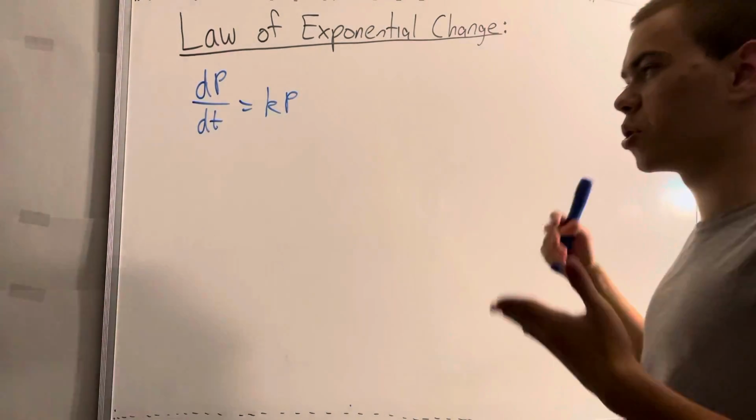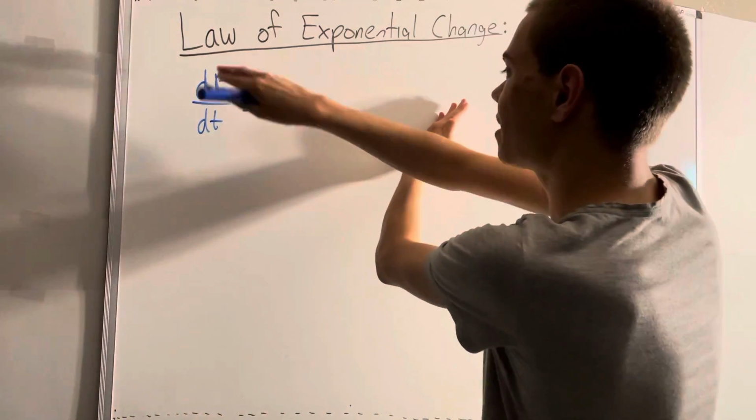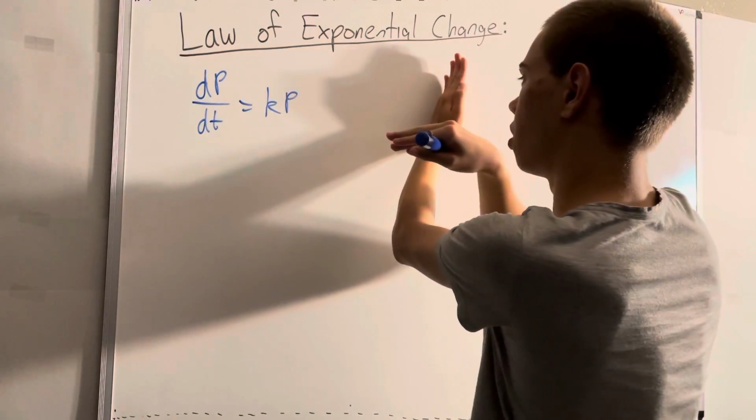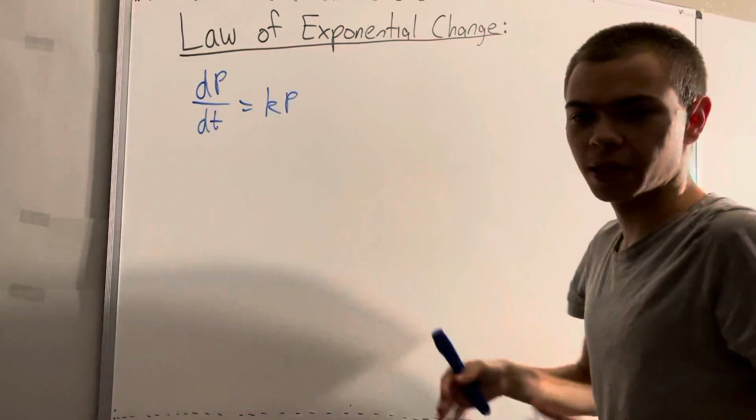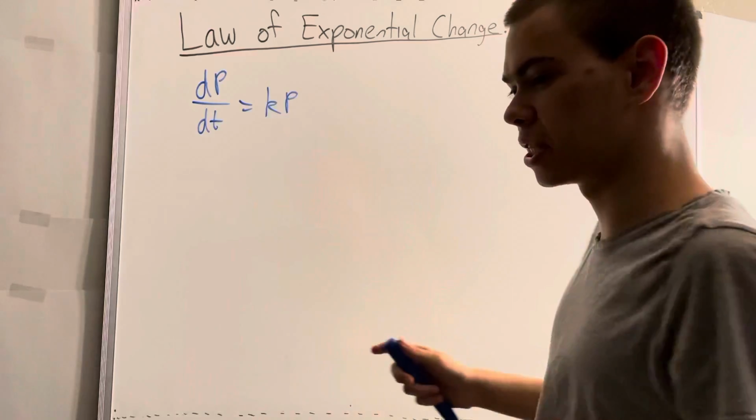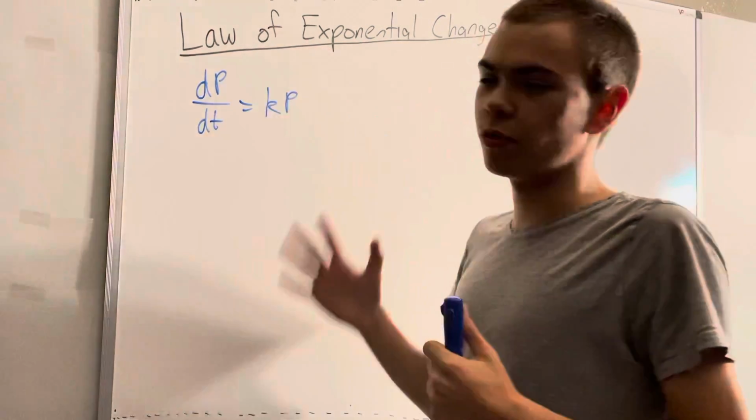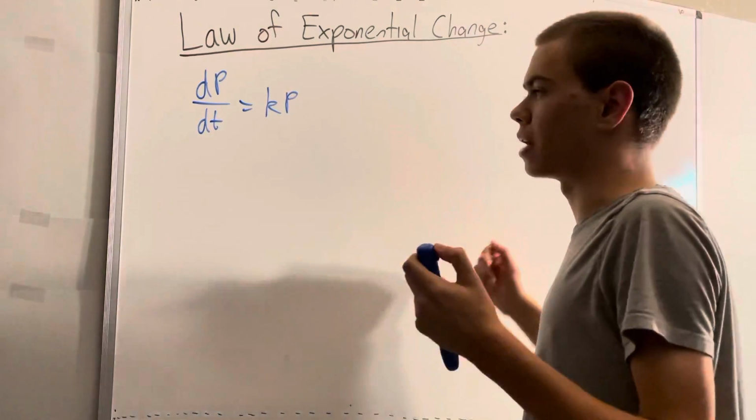You could imagine that as the population increases, the rate at which the population is increasing also increases, right? That's the whole idea of how exponential change works in populations. So the whole idea of what we're going to do is solve this differential equation. How can we do that?